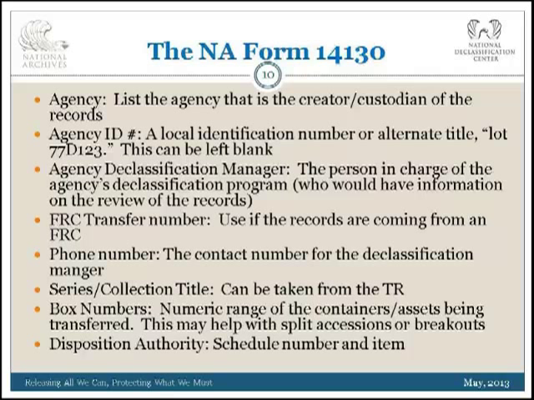The series or collection title can be taken right from the transfer request. The box numbers, the container numbers. Sometimes we'll get FRC boxes in that have multiple box numbers on them because records have been either split out or they may have been initially retired as unscheduled, and then parts of the accession were scheduled as permanent, parts were scheduled as temporary. If you can think of a weird, funky situation of records in a record center, we've probably seen it here when classified records get transferred. And then the disposition authority, just the schedule number and item.